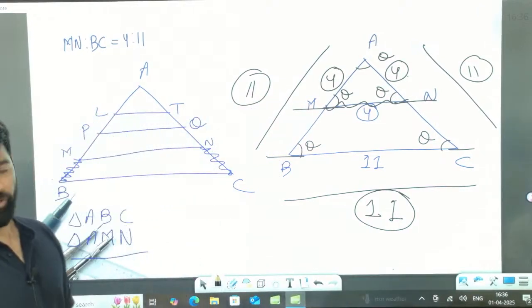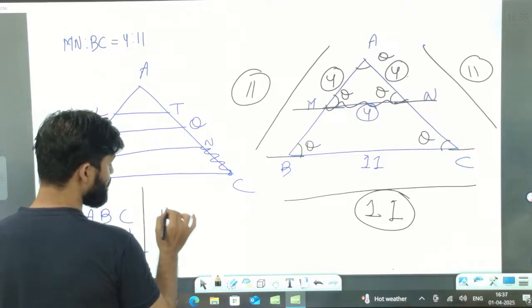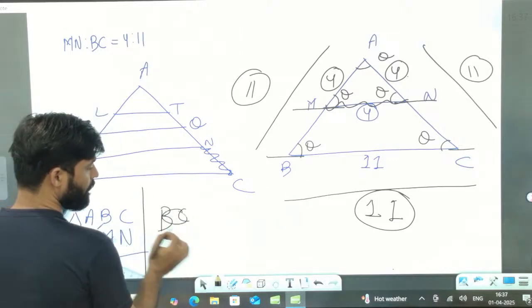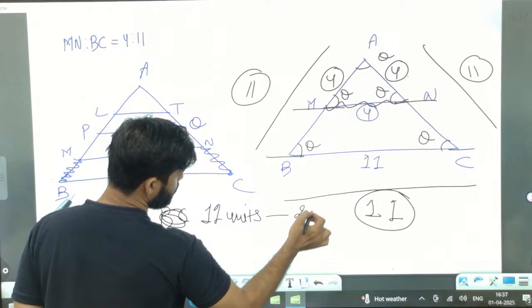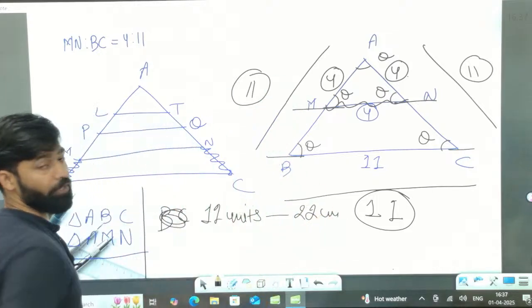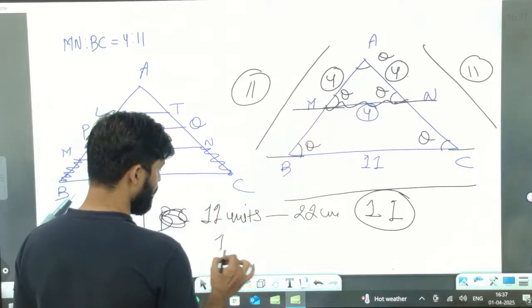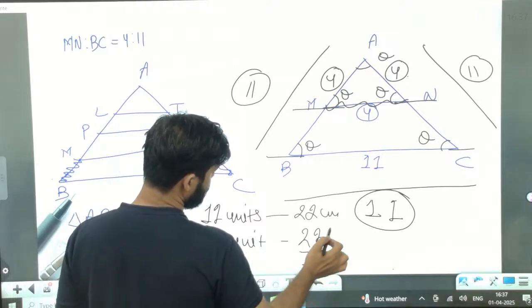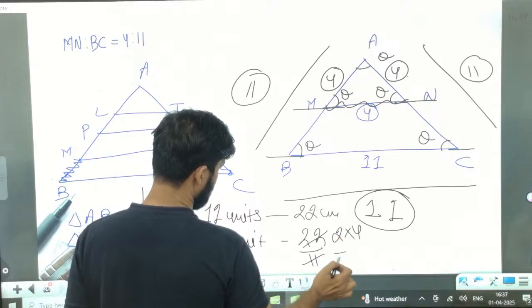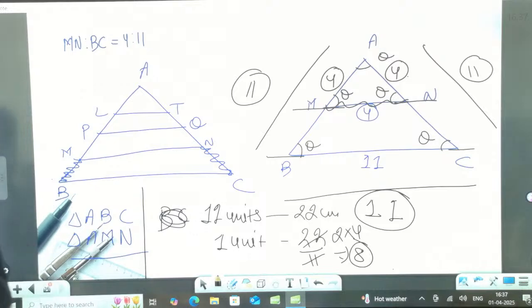So what is given in the question? BC is given. So if BC is 11 units, the value of 11 units equals 22, and we have to find out AM. AM is what? 4. So we have to find out the value of 4 units. So it is 22 by 11, or the value of one unit is 2. Multiply it by 4. After multiplying it, we are getting 8. So the answer is 8 centimeter. Are you getting this concept? Okay.